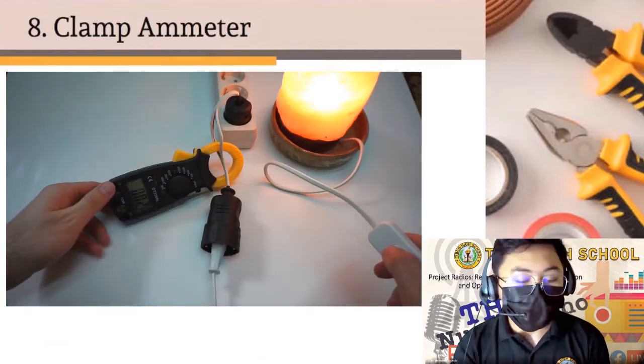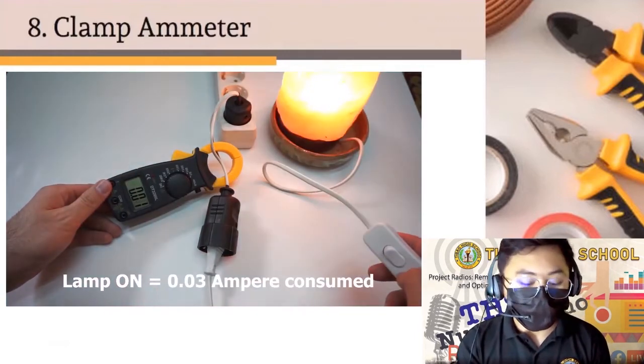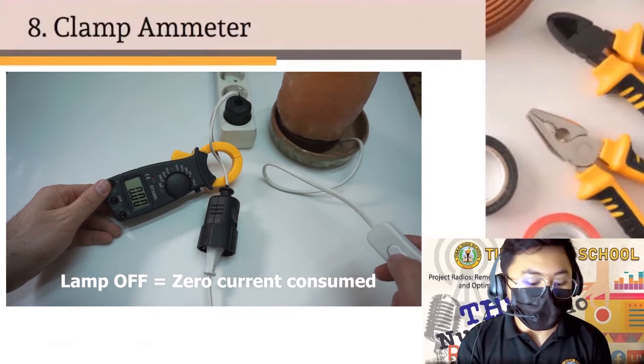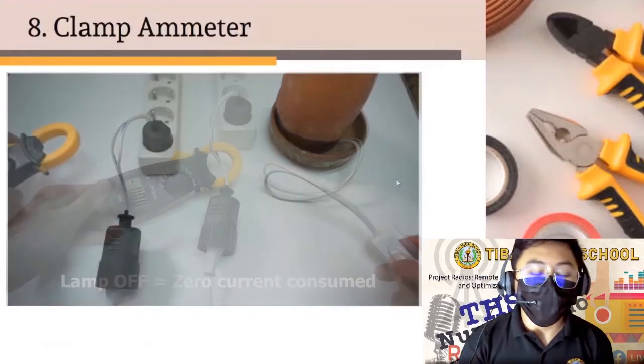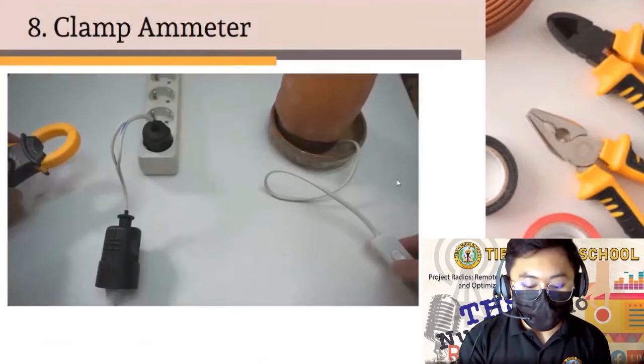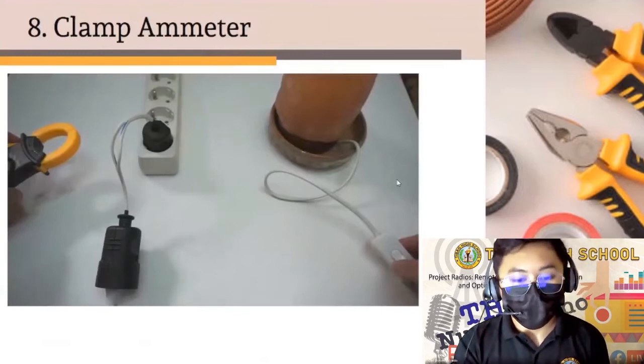As you can see here also, once the lamp is turned off, there is zero electrical current consumed. Okay, klaro ba? Great, and that's how you use a clamp ammeter.